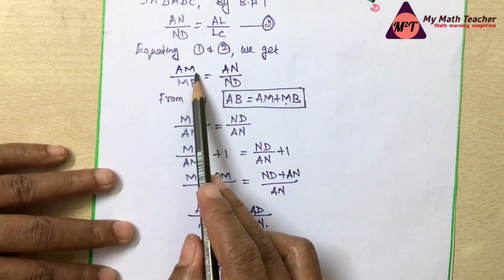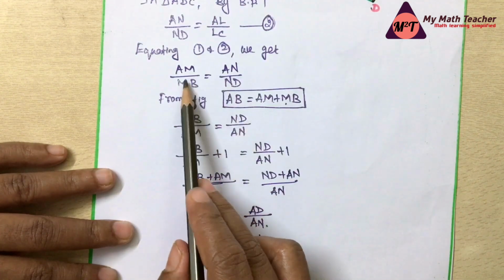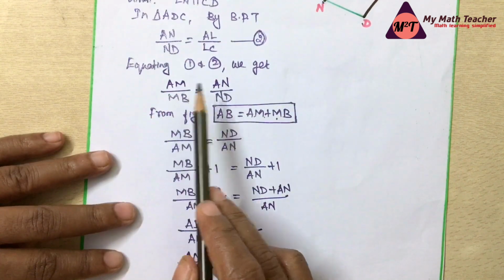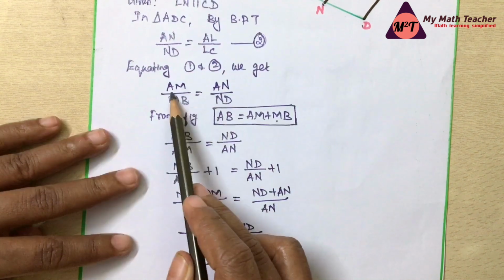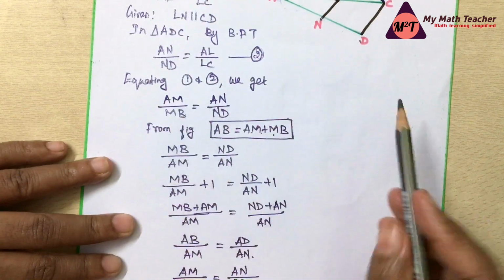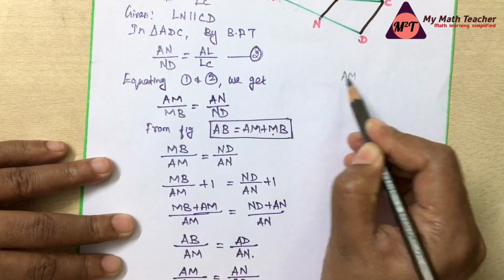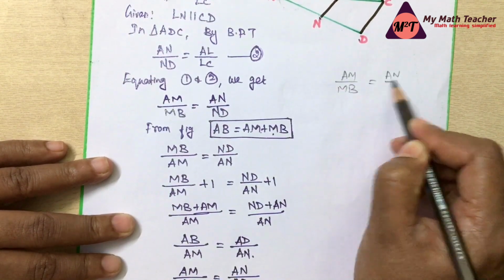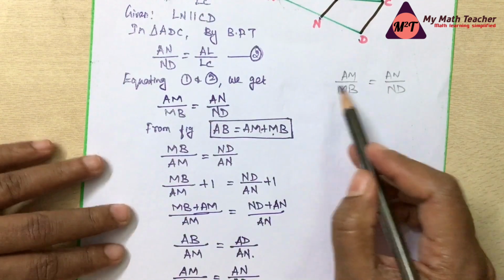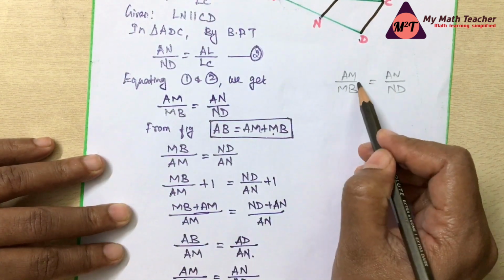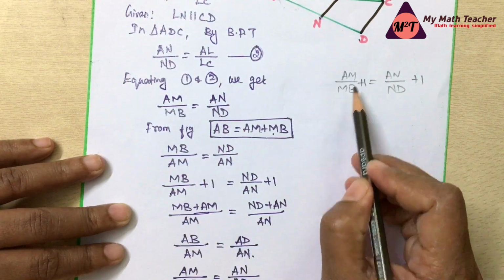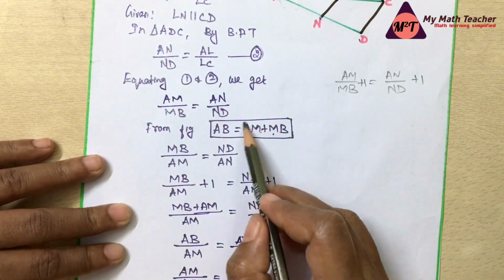From this step, we have made some changes. What we did first, we took the reciprocal. Why are we taking the reciprocal? What happens if you are not taking the reciprocal? I'll explain here. If we are writing AM by MB is equal to AN by ND, and you are not taking any reciprocal, then simply, you should add 1 on both sides. Why? Because then only you will get this form.